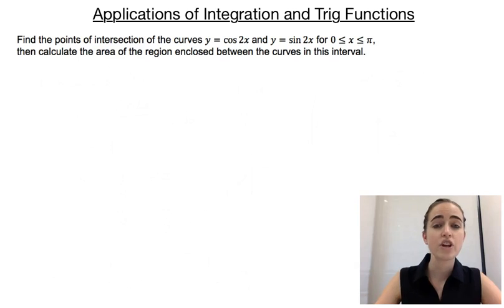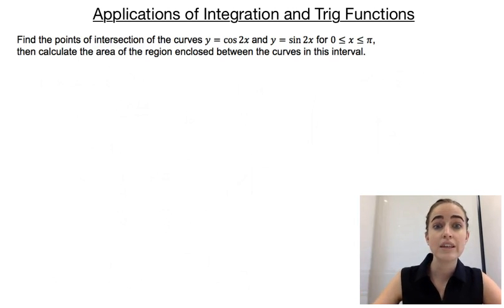Our last example is jumping back to area, but it is a more complex area question. So it's asking us to find the points of intersection of the curves y equals cos 2x and y equals sine 2x between 0 and pi. And then it's asking us to find the area that's completely enclosed between the curves in that interval.